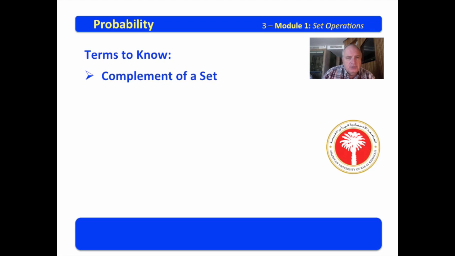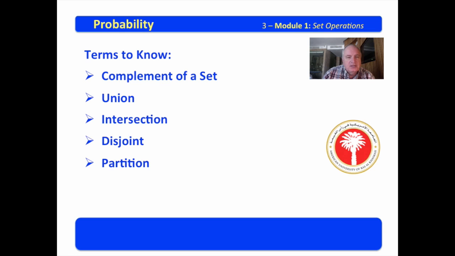Some of the terms that you need to know. The complement of a set is every element in the universe that is not in the set. The union of sets means it's in the first one or it's in the second one. Intersection means it's in the first one and in the second one. Disjoint means that the sets have nothing in common, that their intersection is the empty set. Partition means that the sets are disjoint, and yet collectively their union makes up the entire set of interest.